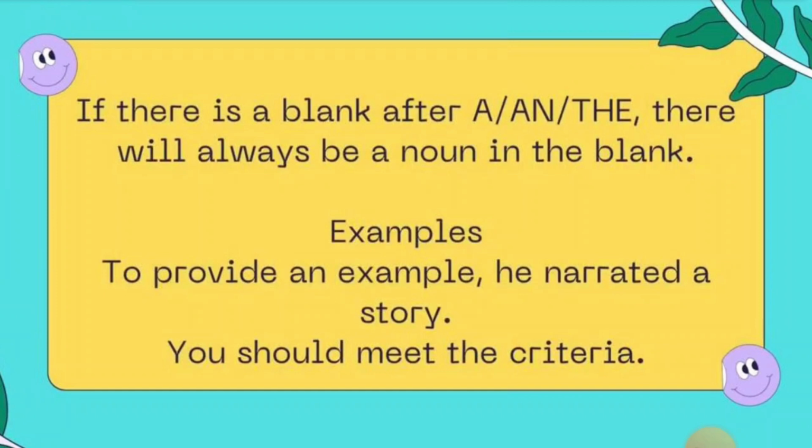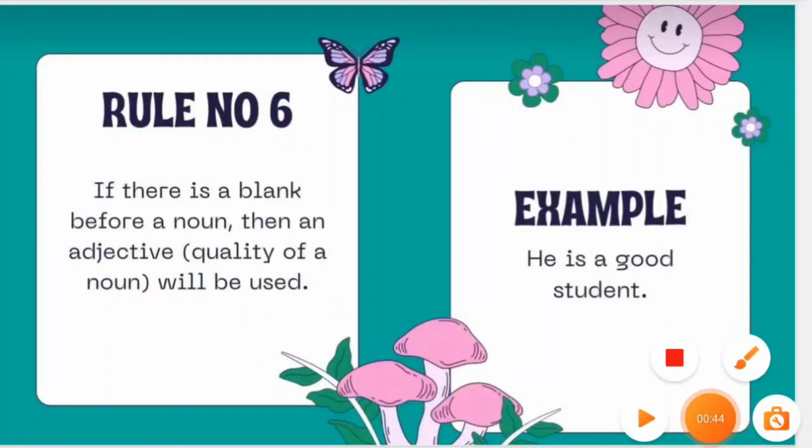For example, he narrated a story. An example, a story. You should meet the criteria. One thing to remember here: an example, a story, the criteria. We used an with example because example starts with a vowel letter. Vowel letters are the letters A, E, I, O, U.